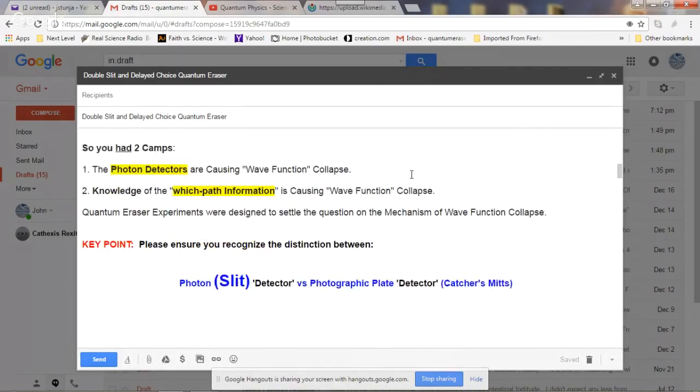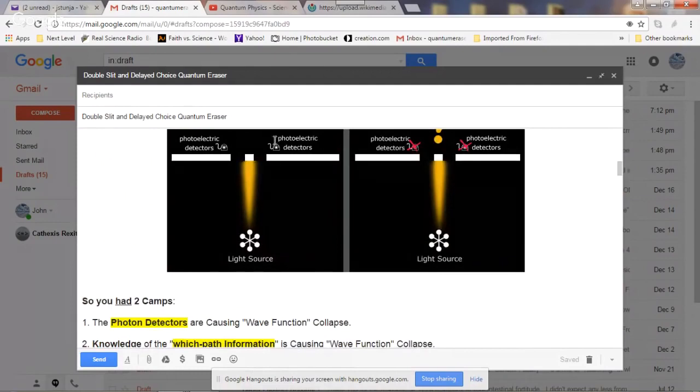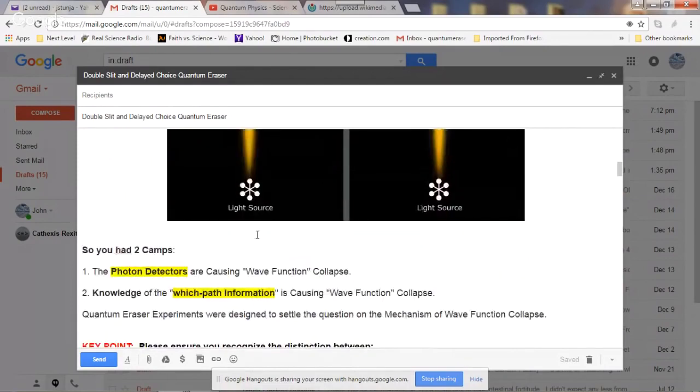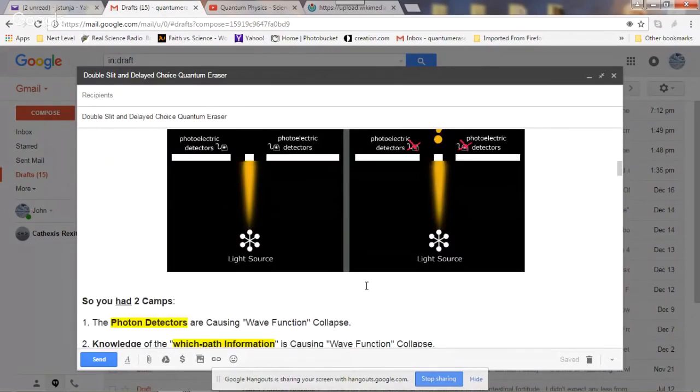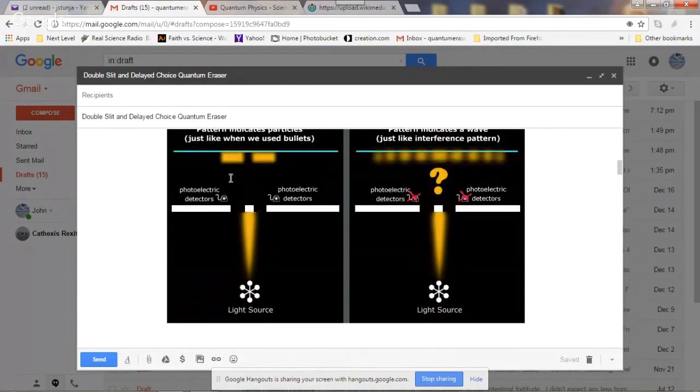And so you had two camps. One camp said the photon detectors are causing wave function collapse. The only other possibility is that knowledge of the which-path information is causing the wave function to collapse and give these two columns, or not an interference pattern.